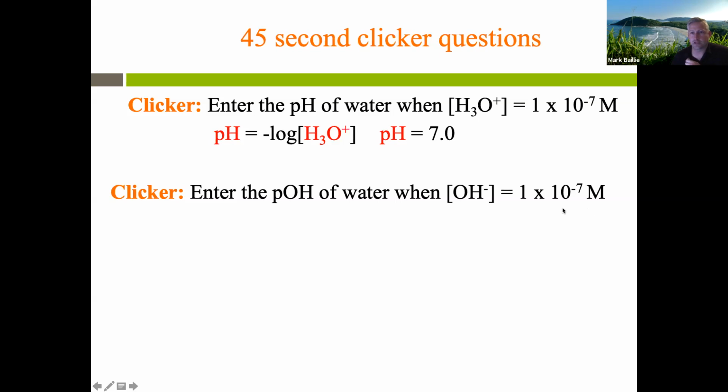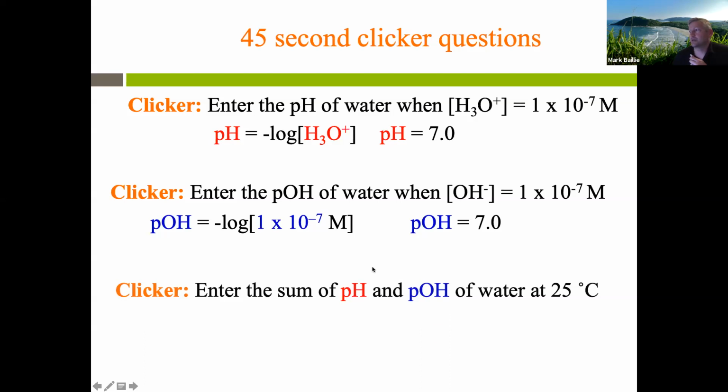What's the pOH of neutral water then? You can shout that out too. pOH of neutral water. Anyone? 7. So basically, pH and pOH add up to always equal 14.